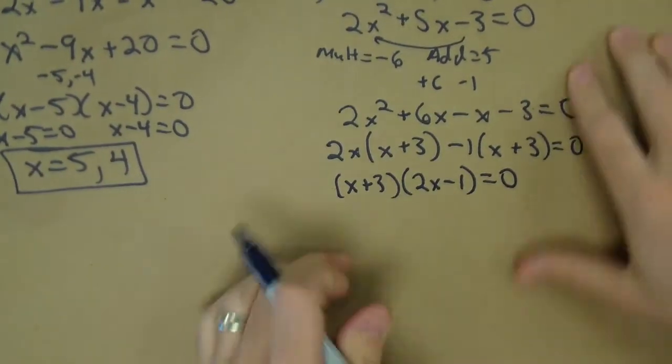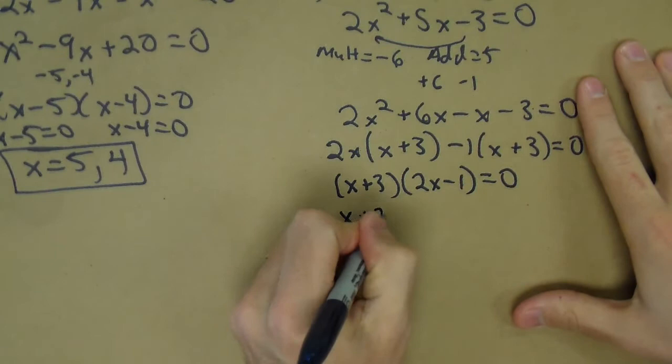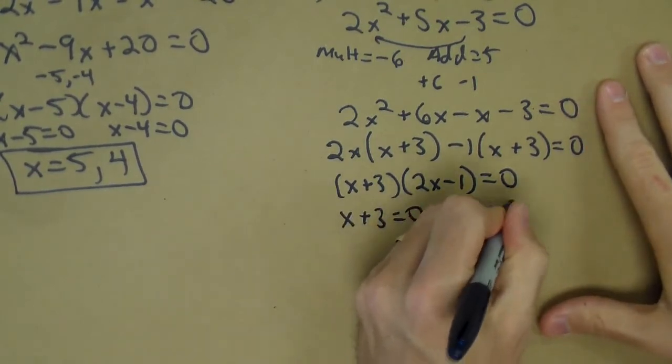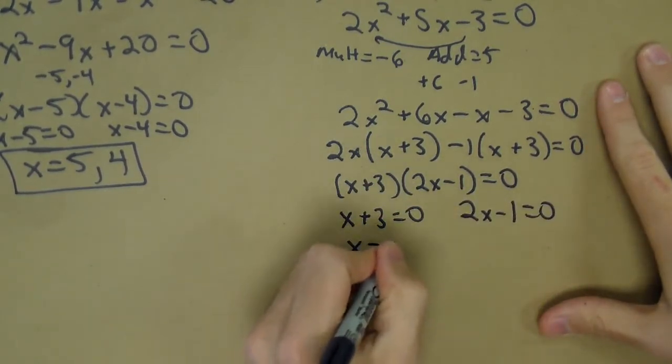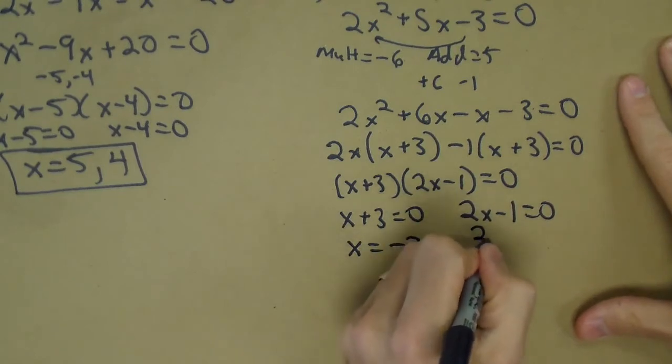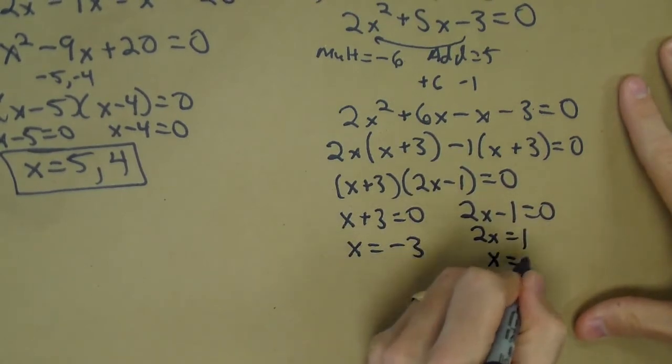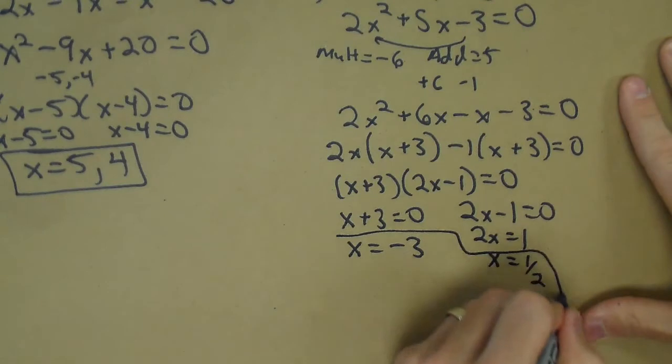So I now set both of those equal to 0. X plus 3 equals 0. 2x minus 1 equals 0. X equals negative 3. And then 2x equals positive 1, and x equals 1/2.